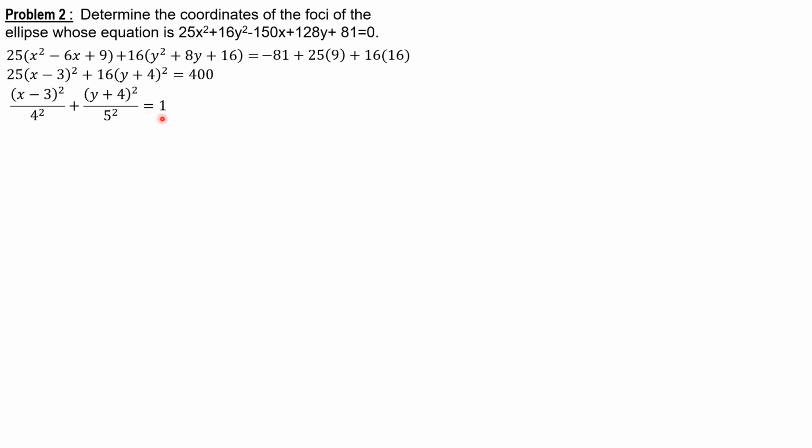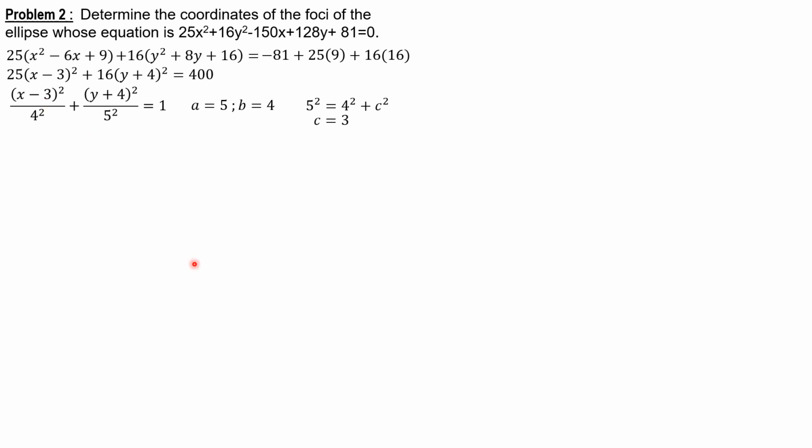So this is the standard form of an ellipse, since 5 squared, which is bigger than 4 squared, is under y. So the major axis is parallel to the y axis. Here a is 5, b is 4, and c is the square root of 5 squared minus 4 squared, so c is 3. And we can now find the coordinates of the foci.